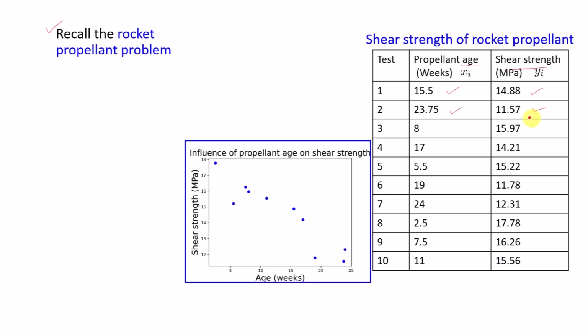If I plot this as a scatter plot here, which means I don't connect them with anything, I just plot the particular points, then you can see these blue dots are showing the scatter plot. In the y-axis I have the shear strength in MPa, and on the x-axis I have age in weeks. Now looking at this plot, it looks like it could be a linear type relation. It looks like as the age goes up, the shear strength comes down, and they may be linear.